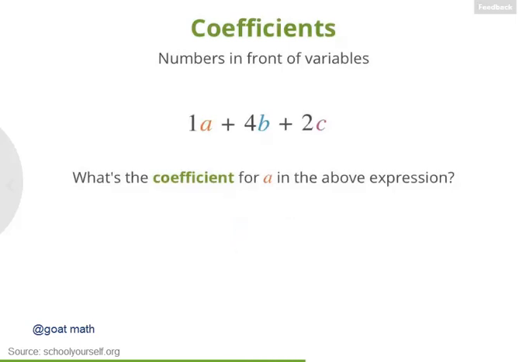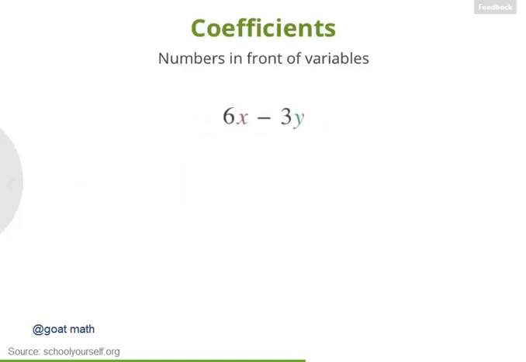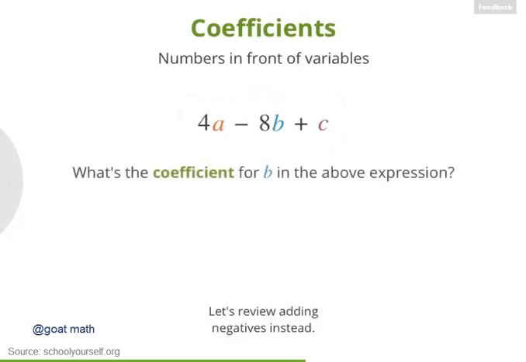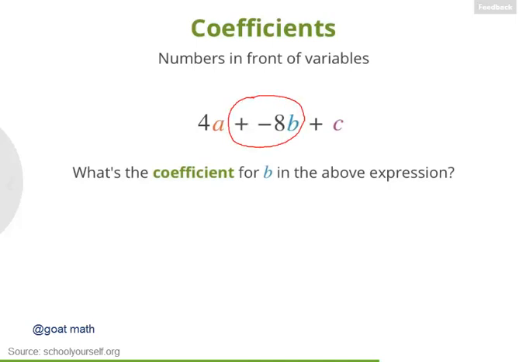Now what happens when you have a minus sign in your expression, like 6x minus 3y? Well, subtracting 3y is the same thing as adding negative 3y. Click here if you want to review why that's true. So the coefficient for y is negative 3. Try another example of this. In the expression 4a minus 8b plus c, what's the coefficient for the variable b? Right, we're subtracting 8b here, or adding negative 8b. So the coefficient for b is negative 8.